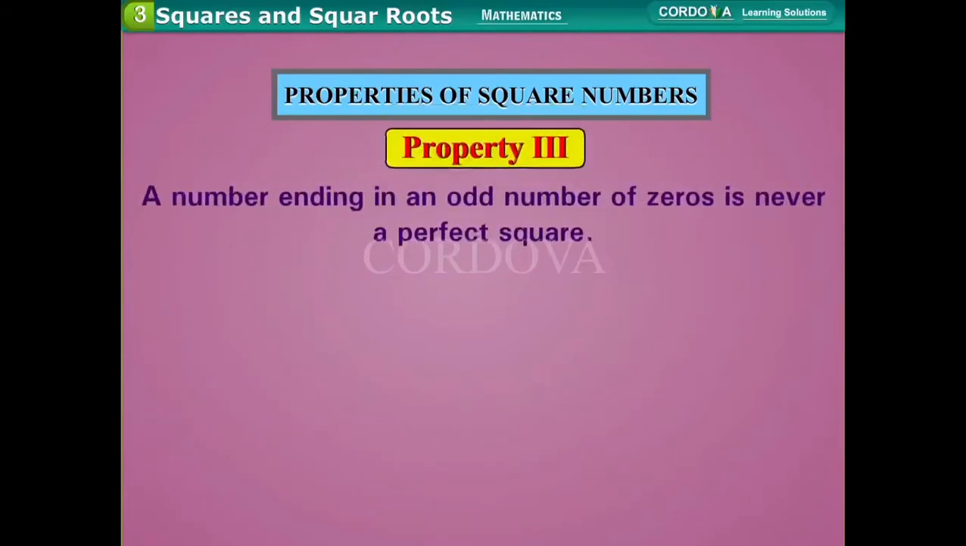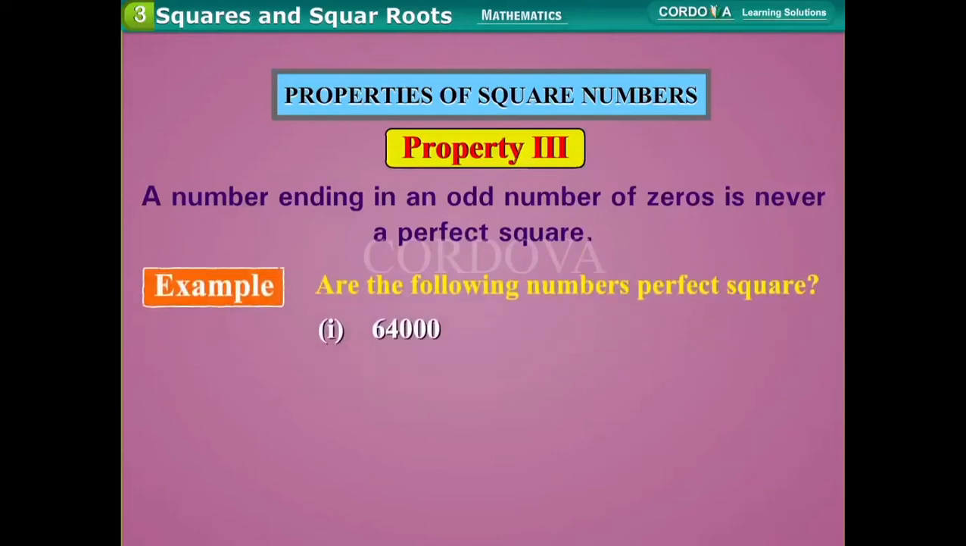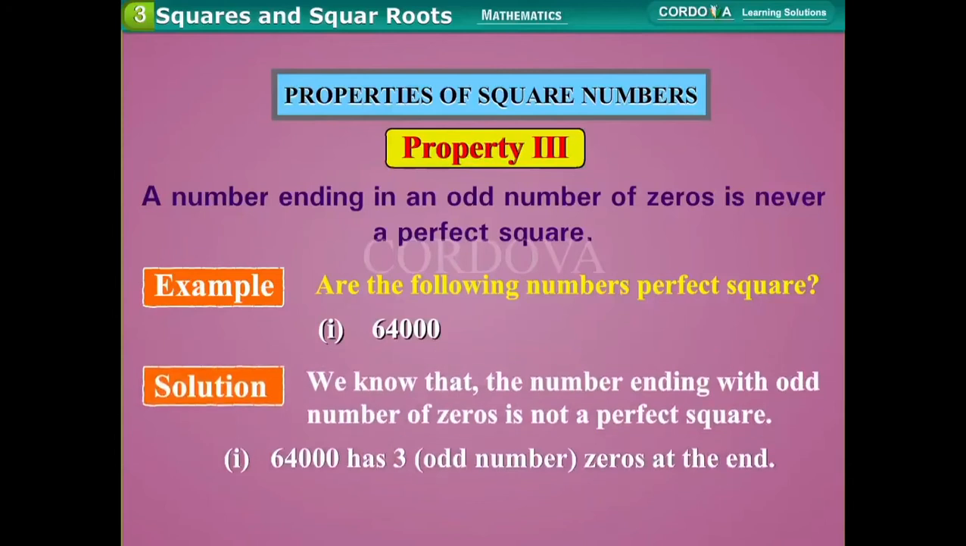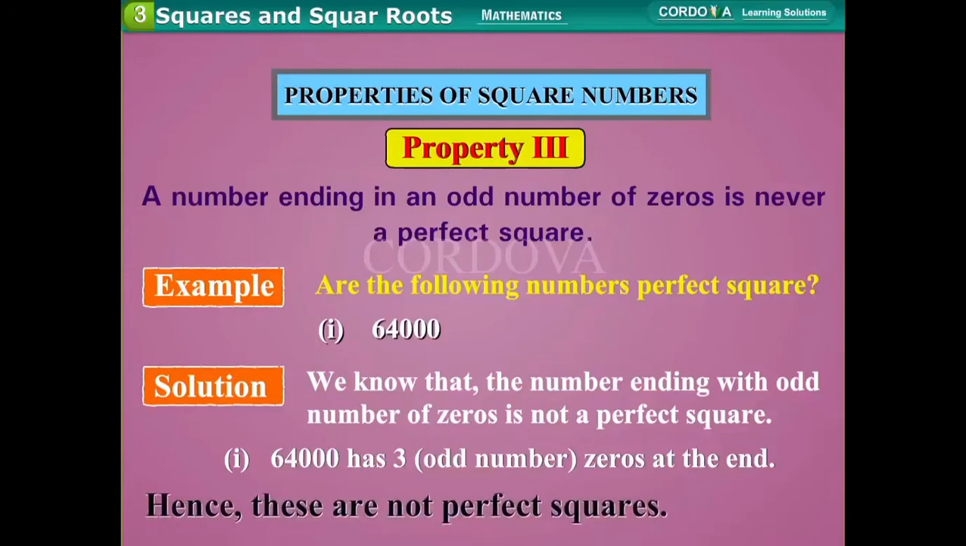Property 3. A number ending in an odd number of zeros is never a perfect square. Examples: are the following numbers perfect squares? 64000. Solution: we know that a number ending with an odd number of zeros is not a perfect square. 64000 has 3 zeros at the end, an odd number. Hence, it is not a perfect square.